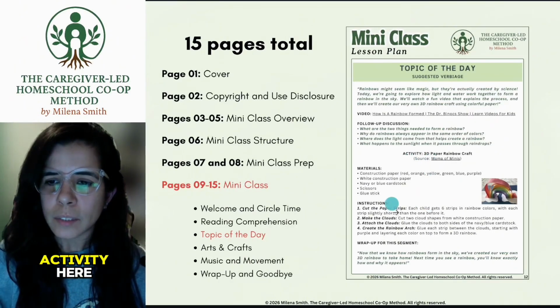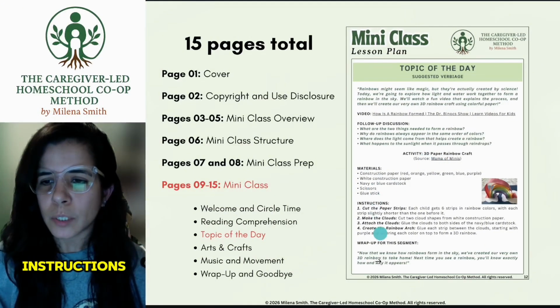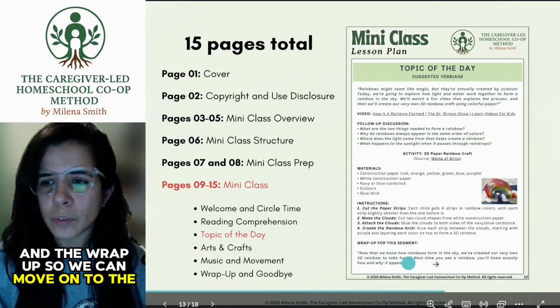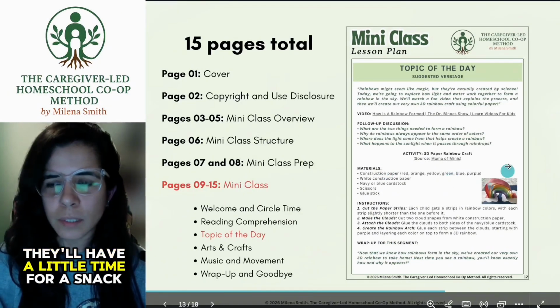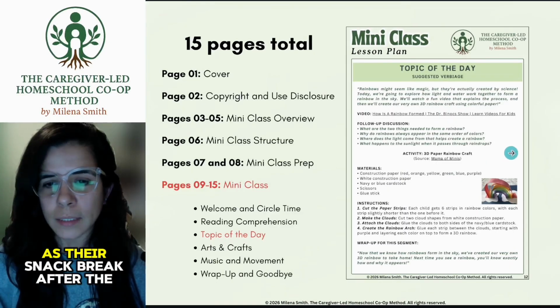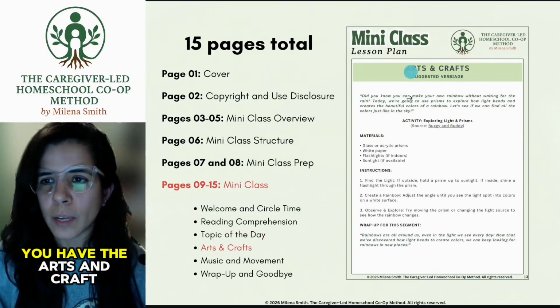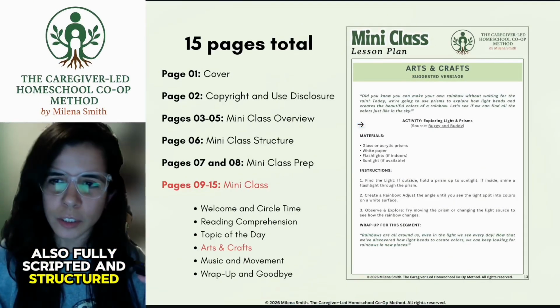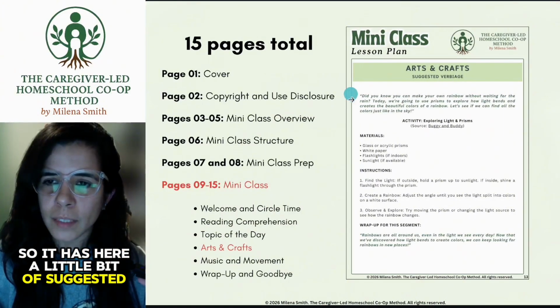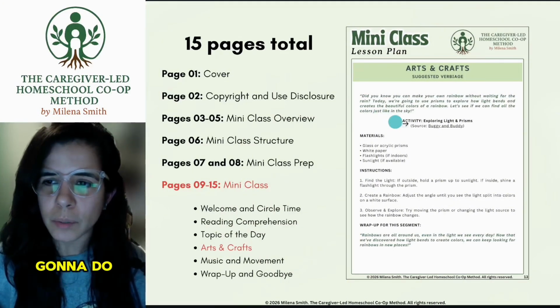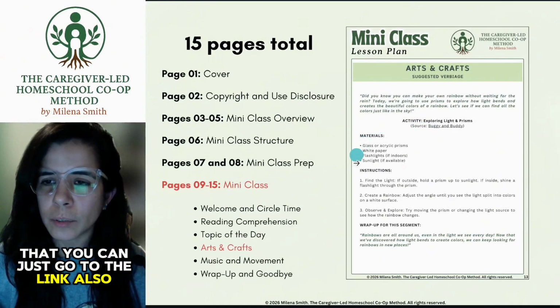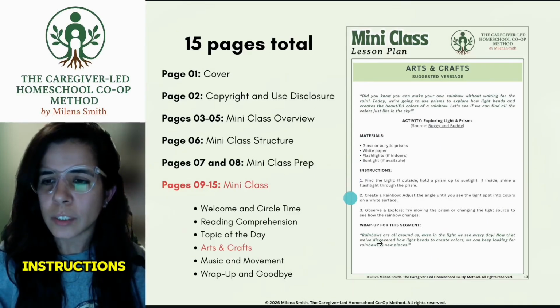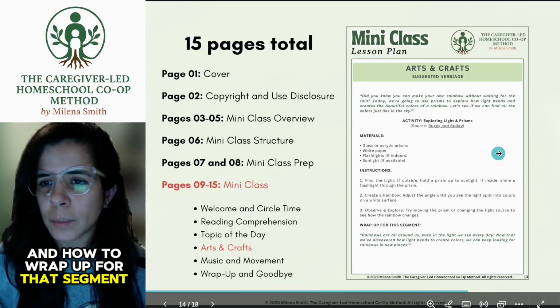So I have the activity here, the source where I took the activity from, all the materials, the instructions, and the wrap up so we can move on to the next segment. After topic of the day, they'll have a little time for a snack break. After the snack break, you have the arts and craft, also fully scripted and structured. It has a little bit of suggested verbiage, and then the activity that we're going to do, the source, where I took that activity from, that you can just go to the link also, and all the materials, the instructions, and how to wrap up for that segment.